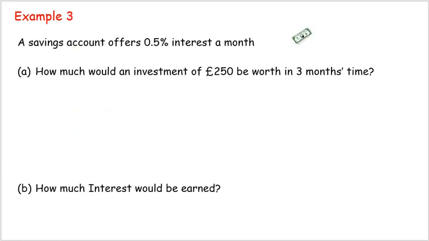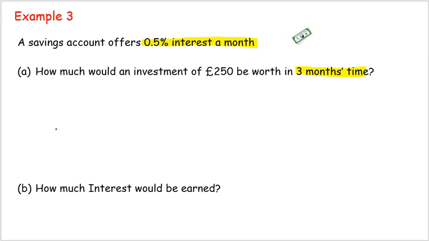Example 3. A savings account offers 0.5% interest per month. How much would an investment of £250 be worth in 3 months' time? So very similar to the question at the very start of the video. Again, first of all, recognising this as a compound percentage. So we have a percentage increase, which is happening over a certain time frame, and this is happening 3 times. Okay, so we're working out this percentage increase 3 times.